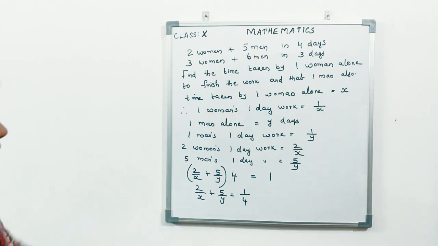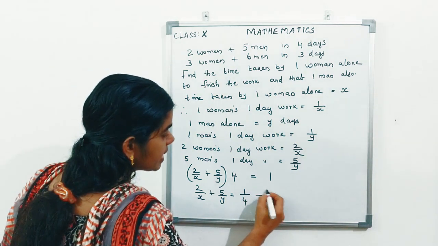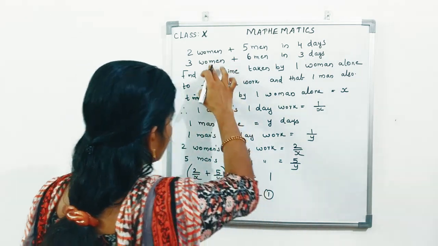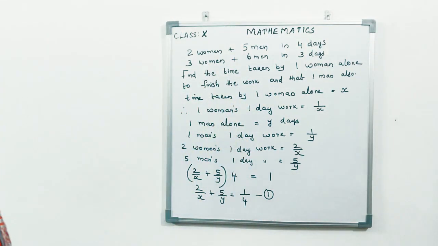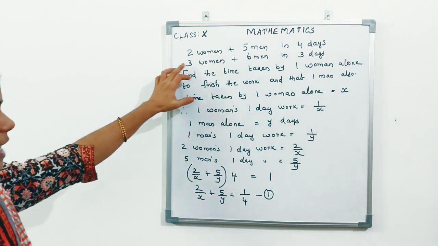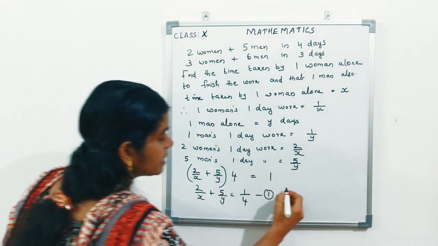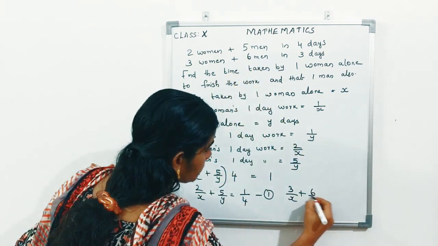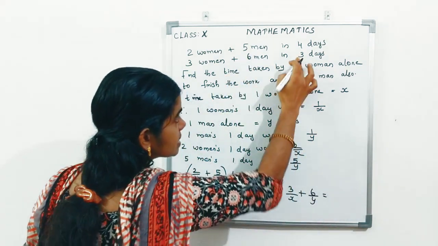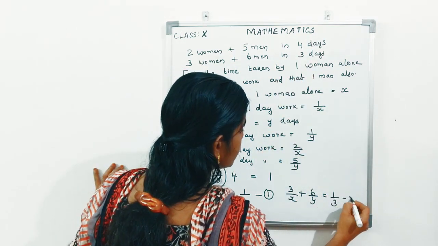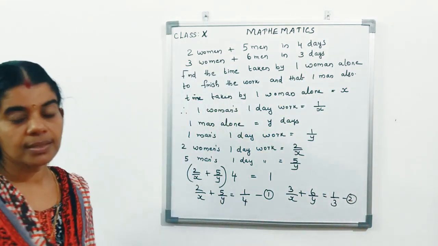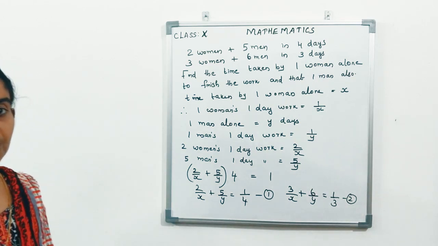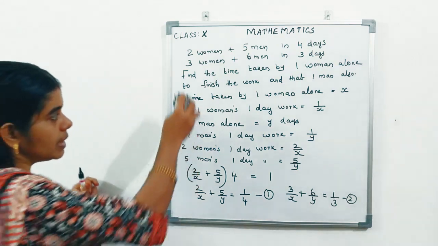Is it clear? Now, we can form the second equation also the same way. 3 women, I already told, one woman's 1 day work is equal to 1 by x. Therefore, 3 women's will be 3 by x. The next equation will be 3 by x plus 6 by y is equal to 1 by 3, for 3 days. That will be our second equation. Then you already know that this is not in the correct linear equation form. Therefore, we want to reduce this to the linear equation form.